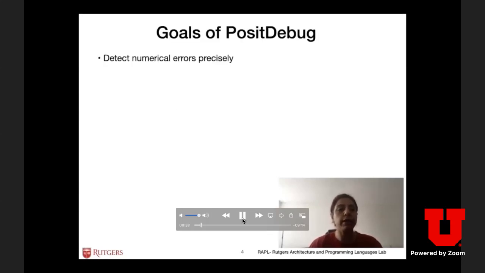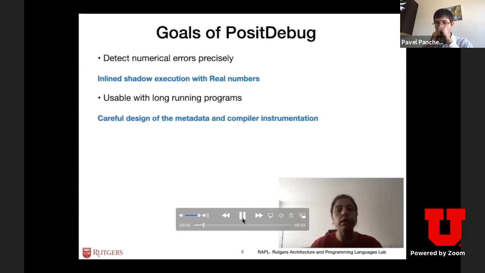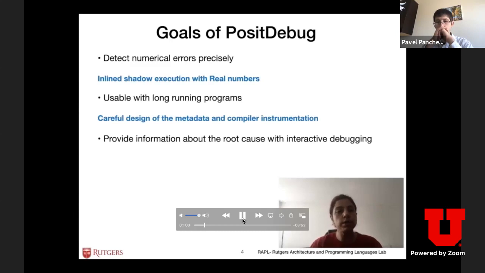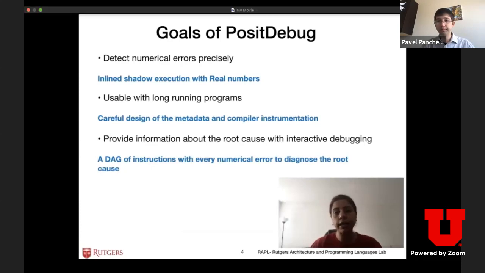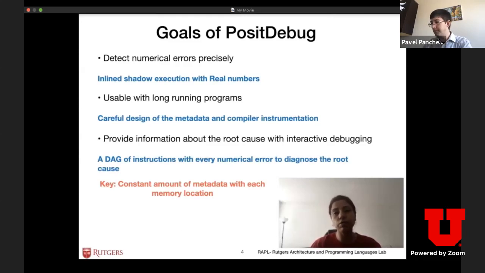We want to detect numerical errors with posit applications. We achieve this goal by doing shadow execution with real numbers. We want PositDebug to be usable with long-running applications. Careful design of metadata and compiler instrumentation helped us achieve this goal by incurring a lot less memory overhead in comparison to other approaches. We want developers to identify the root cause of the numerical errors. To achieve this goal, we provide a directed acyclic graph of instructions to show the error propagation. The key contribution is how we provide the DAG while maintaining a constant amount of metadata with each memory location.